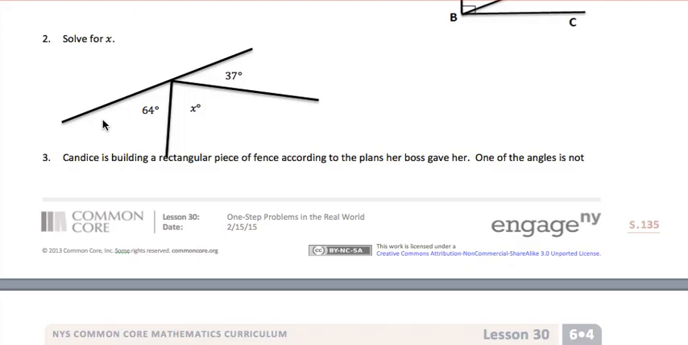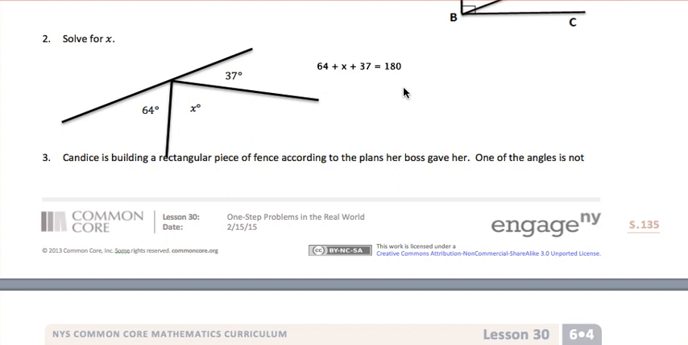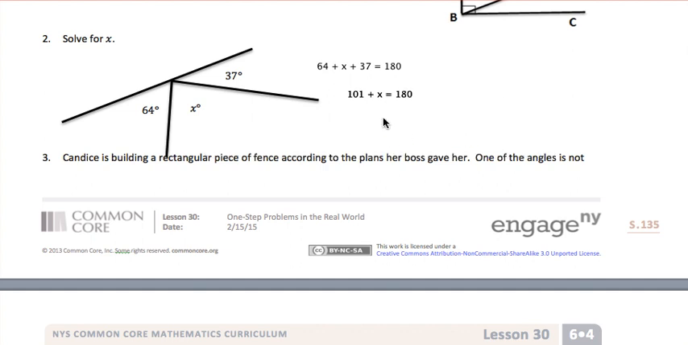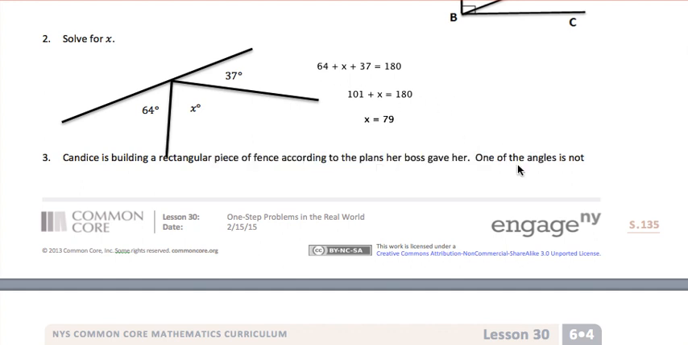In number 2, they ask us to solve for x, and hopefully you can see that these 3 angles together are creating a straight line. So to solve for x, we'll write an equation that is 64 plus x plus 37 equals 180. And then to solve, we'll add 64 and 37 together, which will be 101 plus x equals 180. So then we know that x is equal to 79. We subtract 101 from both sides, and x is 79.